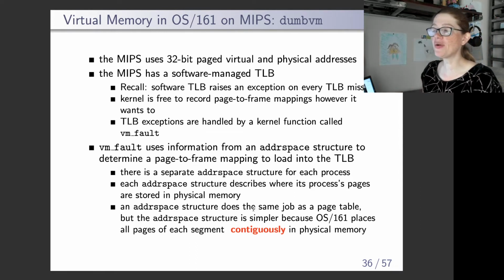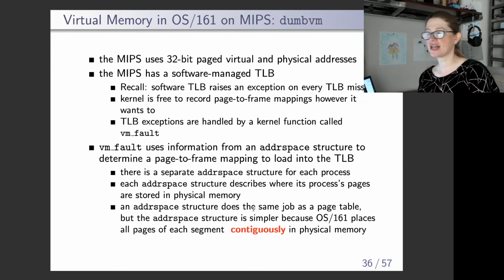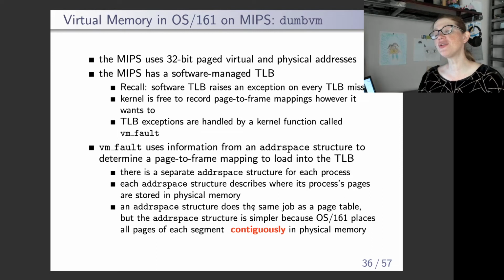So virtual memory in OS 161. First off, MIPS uses 32-bit physical and virtual addresses, which means you can have up to 4 gigs of physical memory and up to a 4 gig address space, theoretically speaking. In reality, our simulator actually only supports 1 gigabyte of physical memory, but if you consider it's a toy operating system, that's plenty.